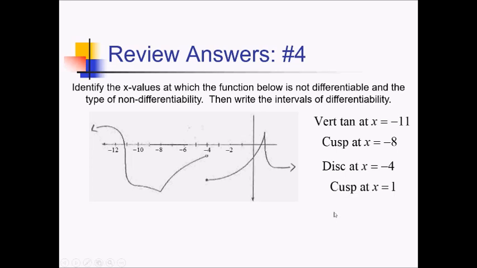So to write the intervals of differentiability, we just write the intervals around these non-differentiable spots. So going from left to right, we have negative infinity to negative 11, followed by negative 11 to negative 8, union negative 8 to negative 4, union negative 4 to 1, union 1 to positive infinity.